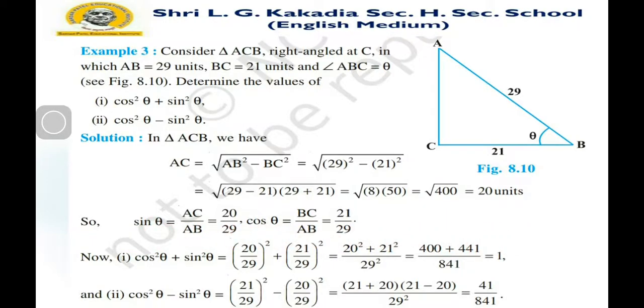Now cos square theta minus sin square theta. We can say that cos square theta plus sin square theta is equal to 1. It is an identity that we remember: cos square theta plus sin square theta equal to 1. Cos square theta minus sin square theta, that is cos square 21 upon 29 square minus sin square, that is 20 upon 29 square, which is equal to 41 upon 841.